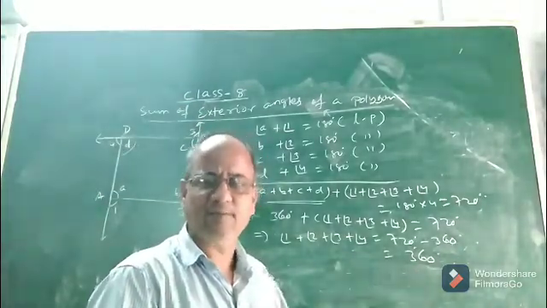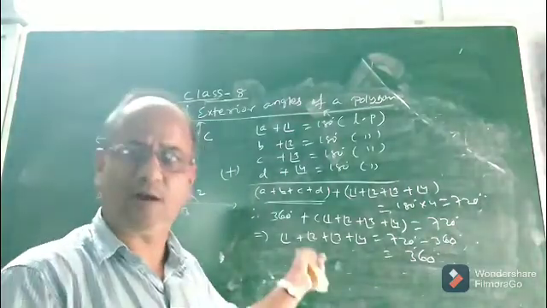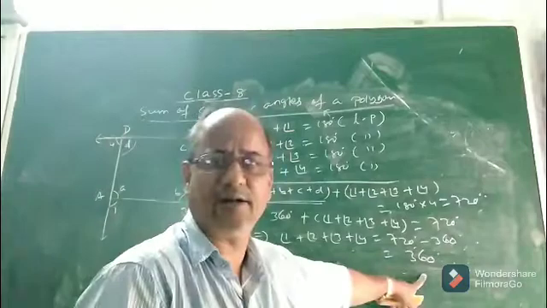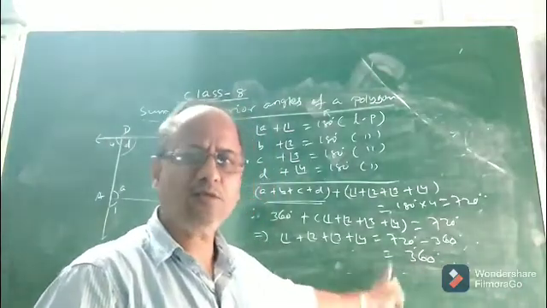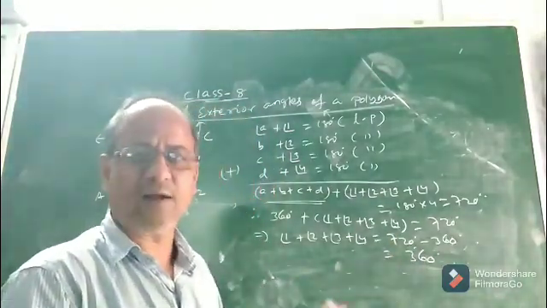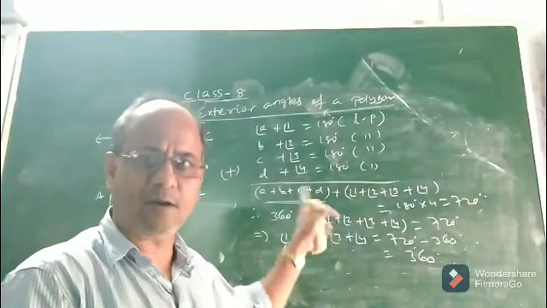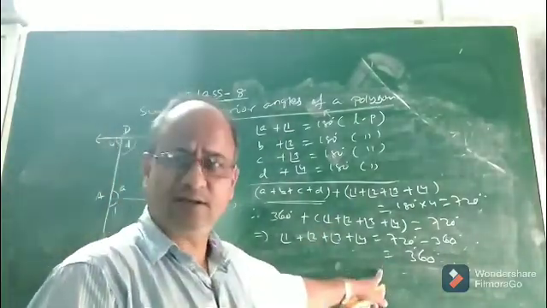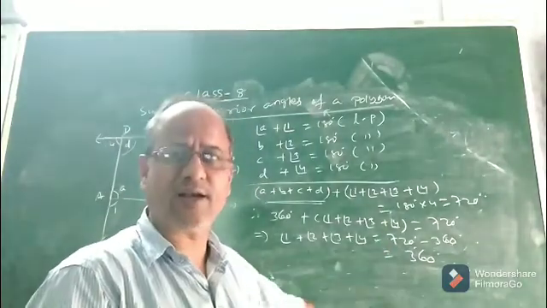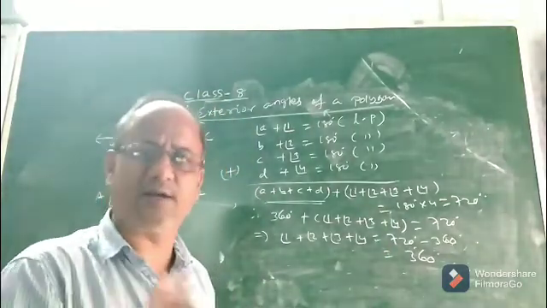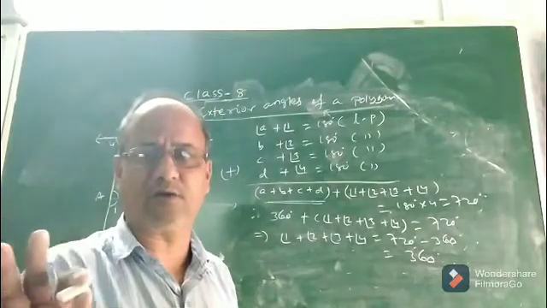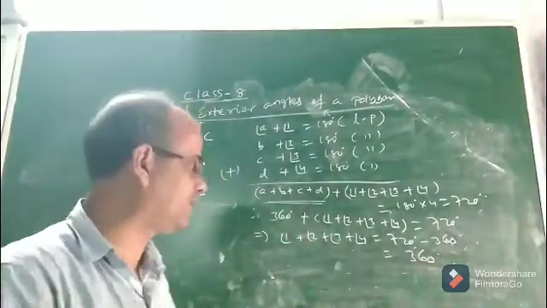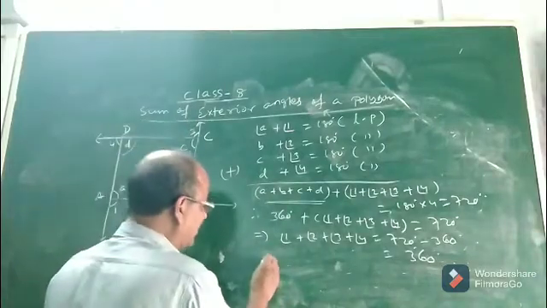That means we can say that the sum of the 4 exterior angles of a quadrilateral, which is a polygon having 4 sides, is also equal to 360 degrees. So from this we can conclude in general that for any n-sided polygon, or if a polygon has n number of sides, then the sum of all its exterior angles is always equal to how many degrees? 360. It is true for all polygons. For all polygons, the sum of exterior angles is always equal to 360 degrees. So that is the general conclusion.